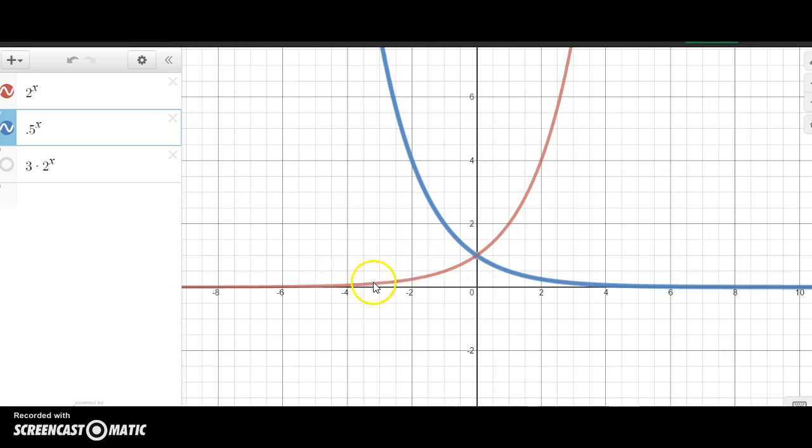Again, this is increasing. Another thing I could ask you is, are they increasing or decreasing? We read left to right, so we're going this way. This guy is getting bigger. This guy is getting smaller. Increase, decrease. Asymptote at 0. Always bigger than 0 as my range.